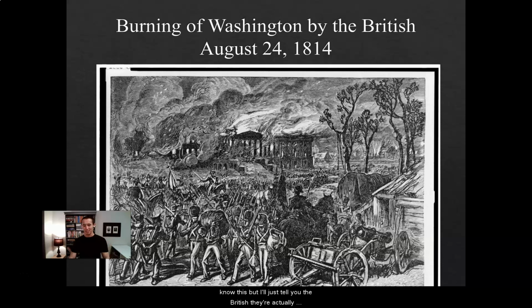The British actually launched an offensive to take Washington, D.C. and Fort McHenry. And they landed, it was only like 5,000 British soldiers. They dropped them off in Maryland, and they just marched into Washington, D.C. unopposed. The capital of the United States was not protected and defended.